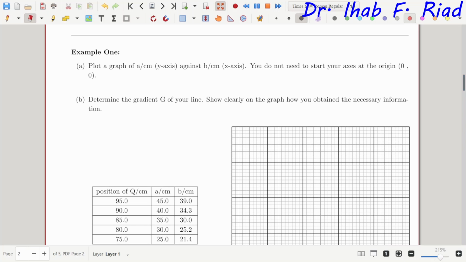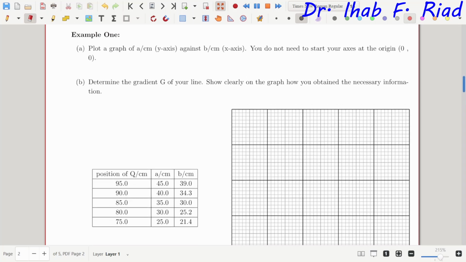This is question number 1. He's telling us to plot a graph of A on the y-axis, B on the x-axis, and this is very important. You don't need to start your axis at the origin, 0 and 0, okay? And this is actually very important. You will typically be asked to either start your graph plot from the origin, 0, 0, or you don't need to start. So please make sure that you follow this instruction.